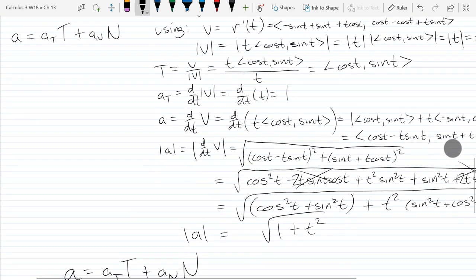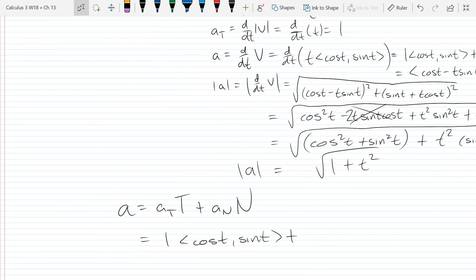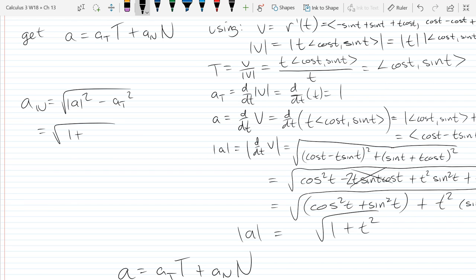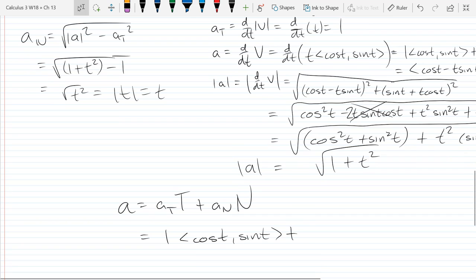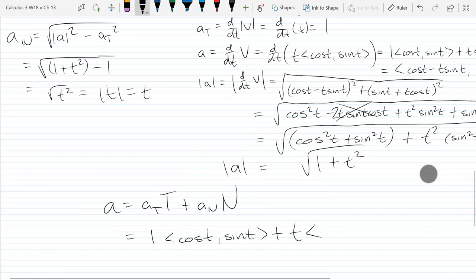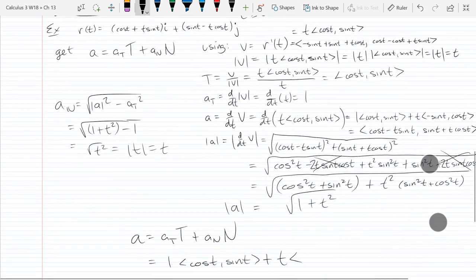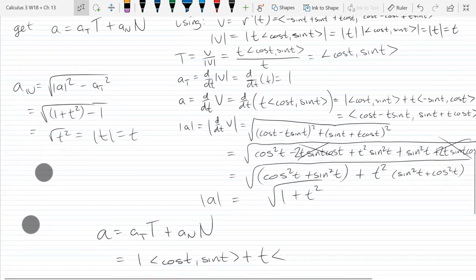Or did I not compute A_N? Oh, that was because I was supposed to use, yeah, the thing I just erased. Square root. I didn't write down N either. Oh man, does anybody have N written down in a nice form? The how to compute N?